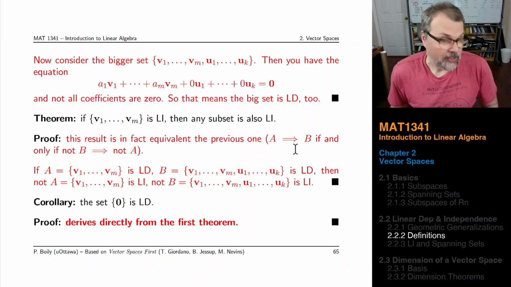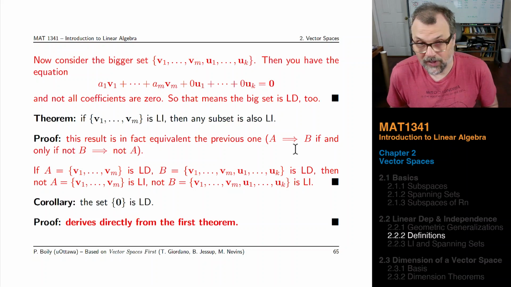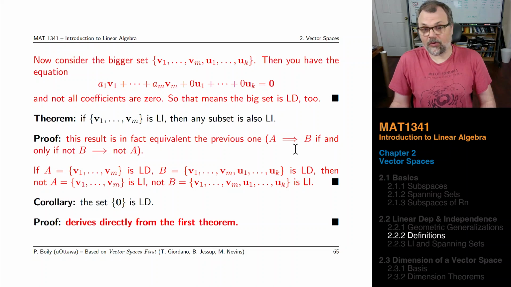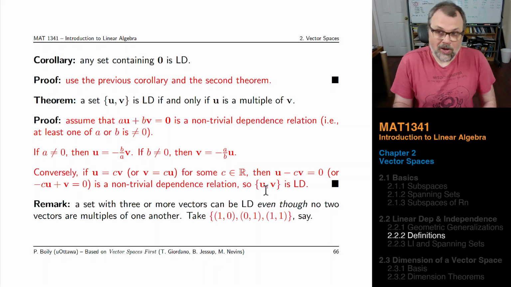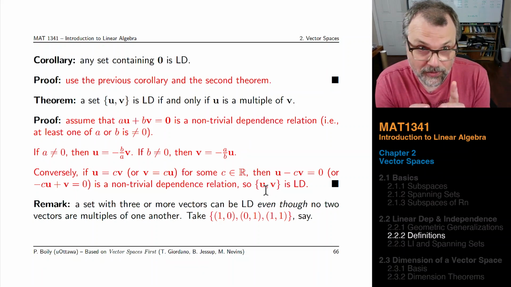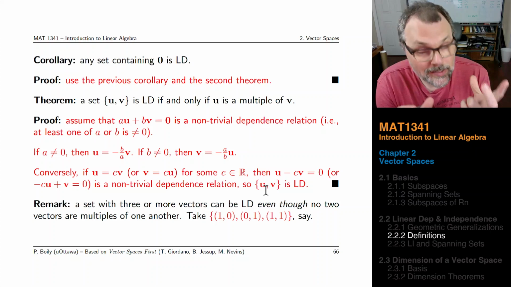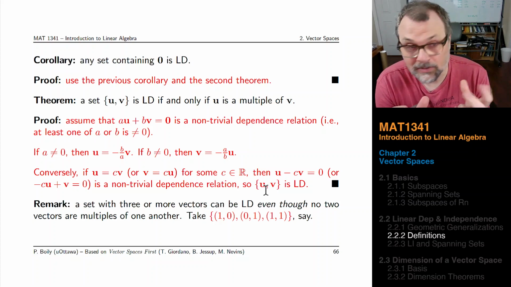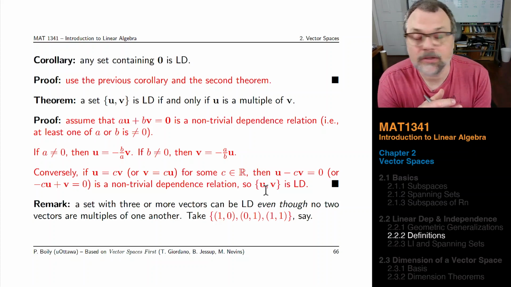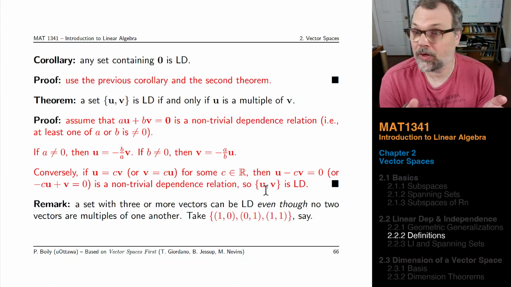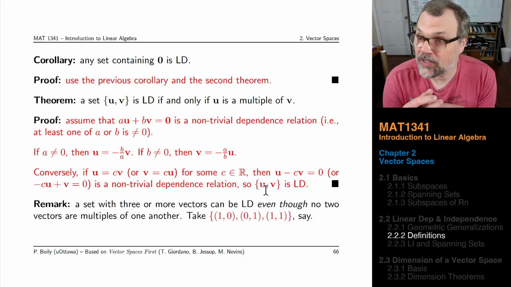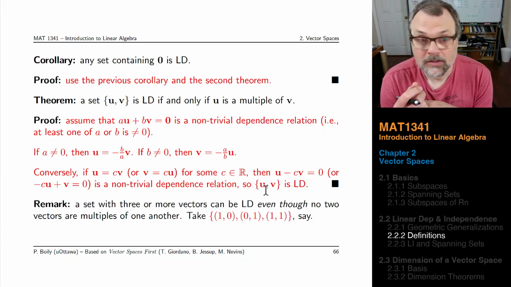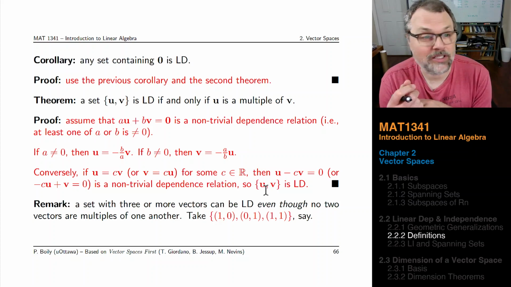As a corollary, the set that contains only the zero vector is linearly dependent, and that's something you get directly from the first theorem. So any set that contains the zero vector, because the zero vector is linearly dependent as a singleton, must be linearly dependent. So, if I was in the mood to ask you a trick question: if the zero vector is in your set, the set has to be linearly dependent.